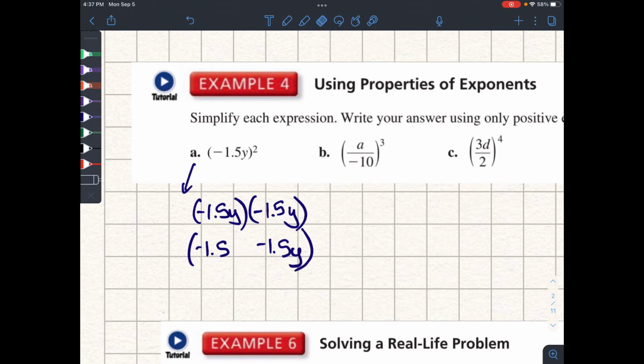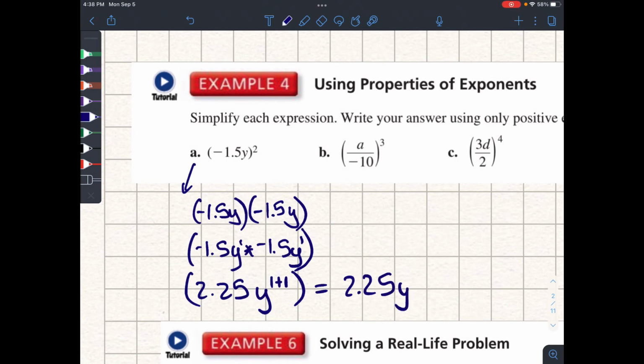It's really confusing to write this without dots looking like multiplication signs. So, all right. Again, I can take my negative 1.5 times negative 1.5. My calculator, I think, says 2.25. Y times y. Be careful. Remember, each of those has an unspoken 1. So that's going to be y to the 1 plus 1, which is 2.25 y to the second.